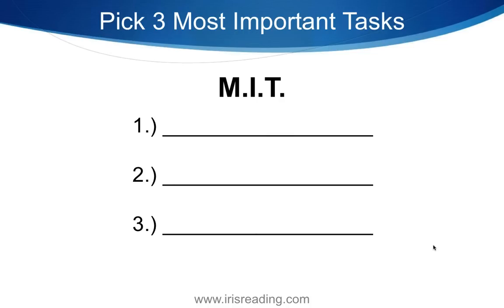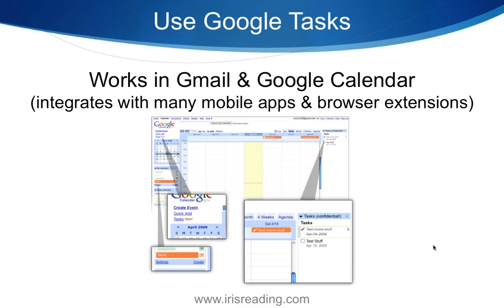Now, I do want to make mention of who I learned this from. This was from Leo Babauta. He's the author of the popular blog ZenHabits.com. It's a productivity blog, and this was actually introduced to me from his posts. MIT just stands for most important tasks. What are the 3 most important things you need to get done today? Now, it doesn't have to be exactly 3. There might only be one major thing you need to get done.